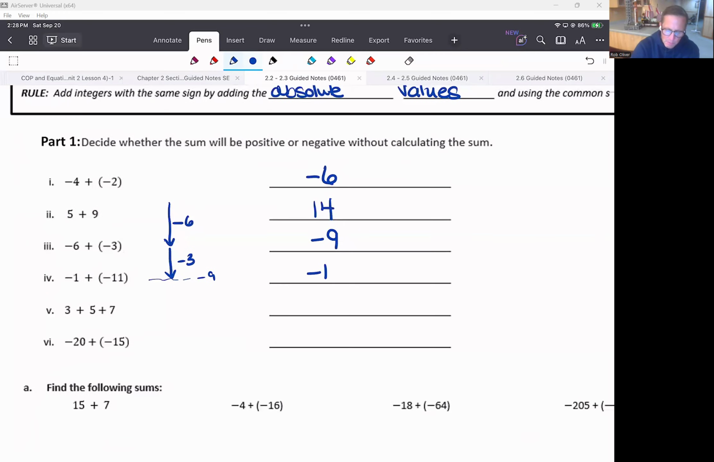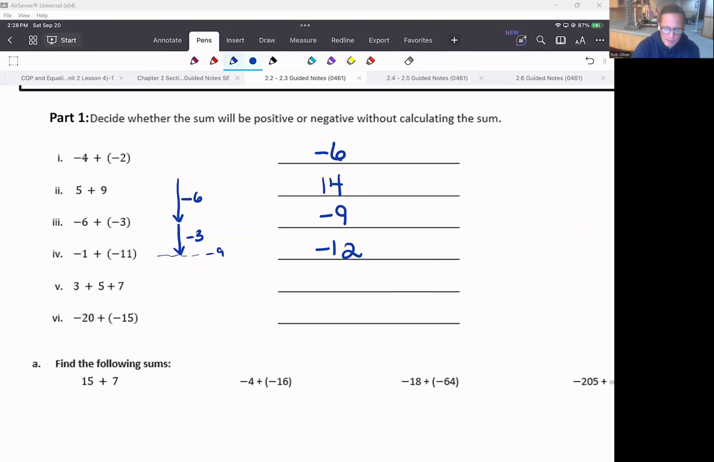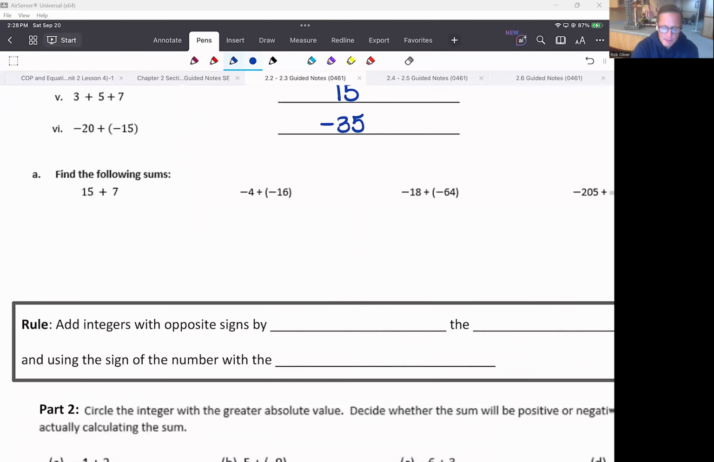That's -12. All right, it's not writing for me. There we go. All right, 3 plus 5 plus 7 is 15. Those are all just positives, right? That's pretty easy. And -20 plus -15, just think of that as 20 plus 15, which is 35, and then keep the sign, -35. There you have it.